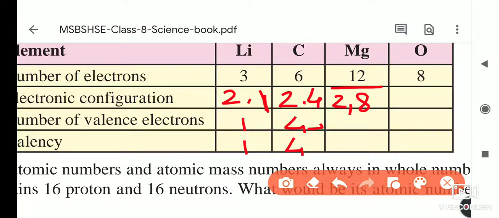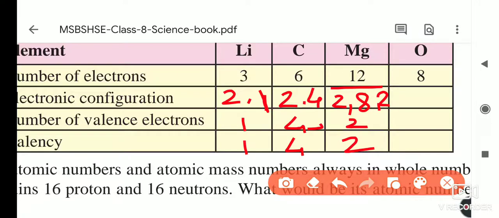8, because 8 is the capacity of the second orbit. Which orbit? The L orbit, and its capacity is 8. And next, what remains? 2 electrons are there in the outermost orbit. So how many valence electrons are there here? 2 valence electrons are there, and here the valency is also 2 because it donates 2 electrons.